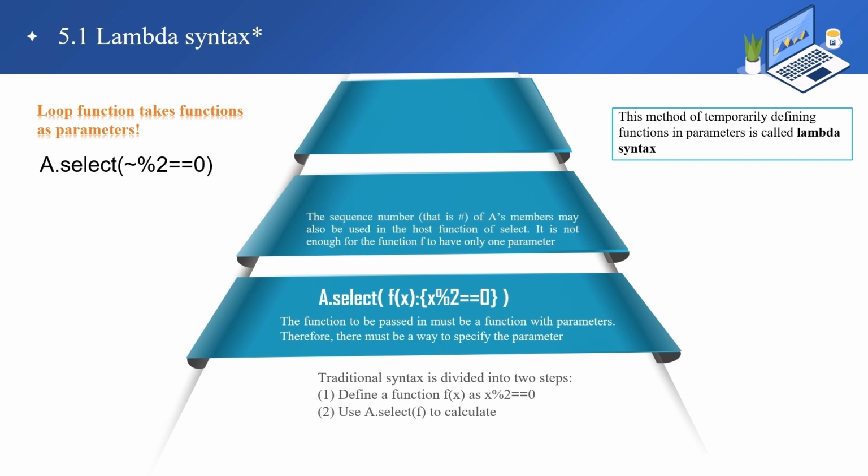The sequence number of A's members, that is hash, may also be used in the host function of select. It is not enough for the function f to have only one parameter, because the select function needs to accept all kinds of functions as parameters, and the parameters of these functions must be unified, otherwise the select function cannot call them. Therefore, this function must have at least two parameters, and the syntax must be written like this. In this example, we don't use the y parameter prepared for the sequence number, that is hash, but we have to write it in the definition.